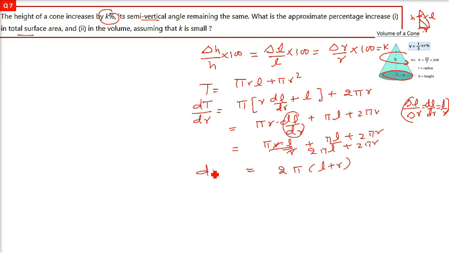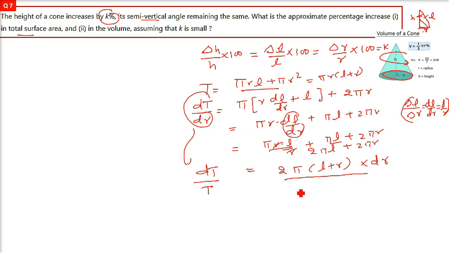Now this dT by dr we have got. I'm taking dr on the right hand side. Now dividing it by T, that is the total surface area, if you take this pi r common, you get pi r, L plus r. So you have pi r, L plus r, and now there is an r. I'm bringing it down with your dr, so dr by r. L plus r cancels, pi gets cancelled. So finally you get dT by T.